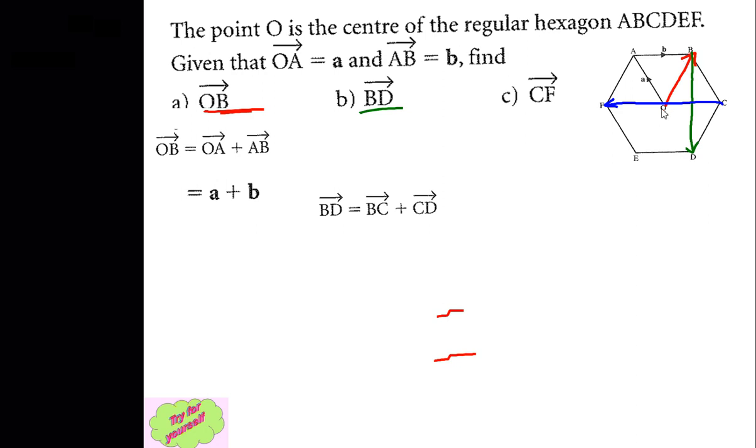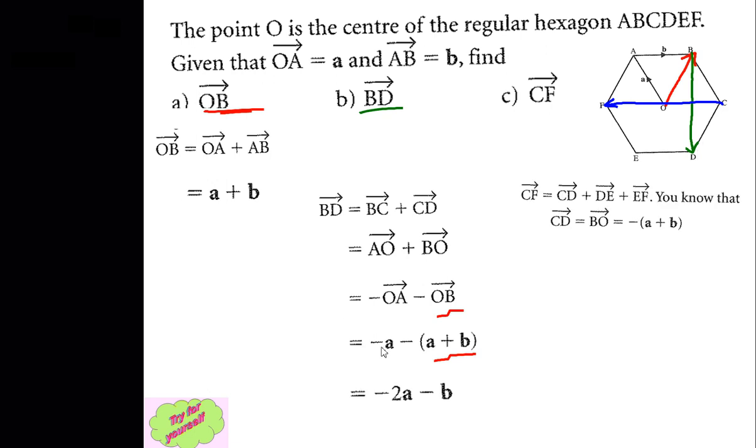So negative A for this one, and here we're doing the reverse of this one. If this one is A plus B, then going down this way must be minus A minus B. Just pointing out that that's the same as AO, because it's parallel to that one, and BO, because this one's parallel to BO. Because it's negative OA and so on. Notice this one's negative A, and this one's minus A minus B, or you could write minus A plus B in brackets, or you can go straight to minus A minus B. So you get minus 2A minus B.